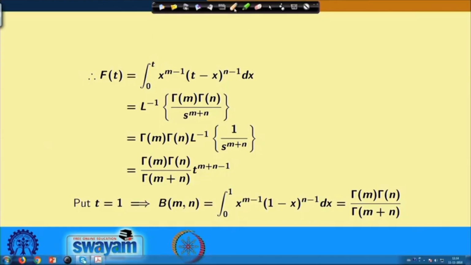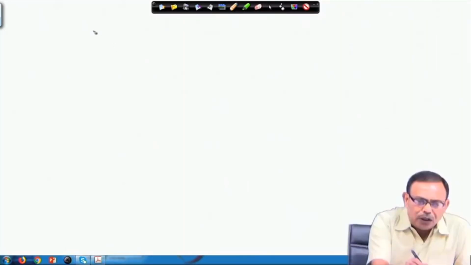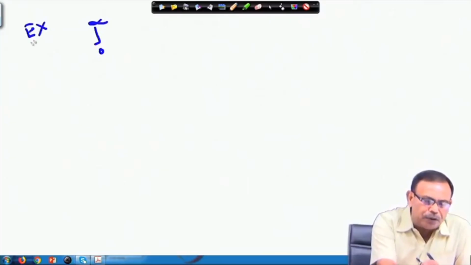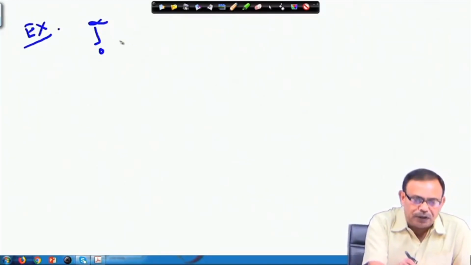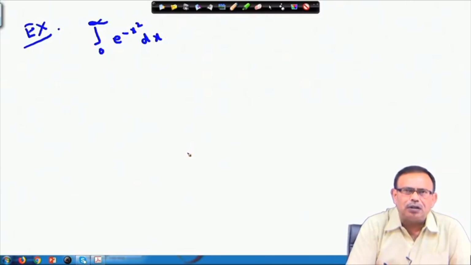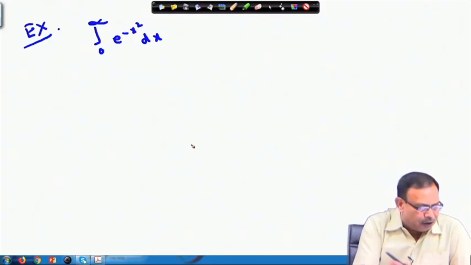Let us take another example. We want to evaluate the integral from 0 to infinity of e to the power minus x square dx. I think we did it earlier also, of course, using the Laplace transform.